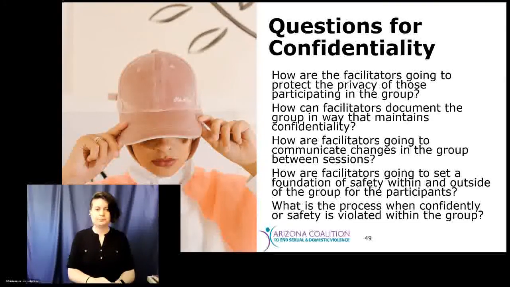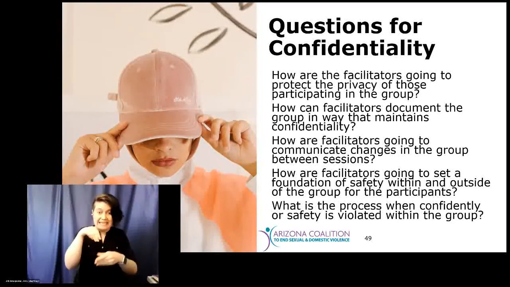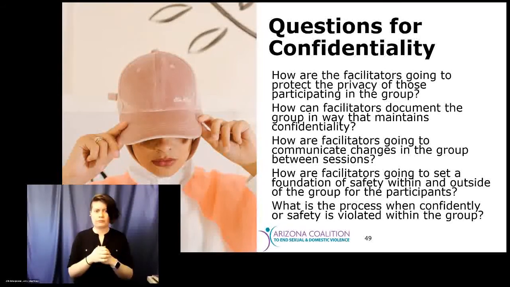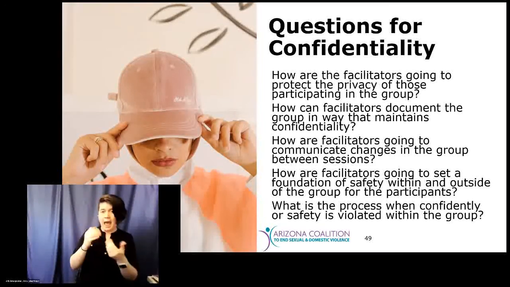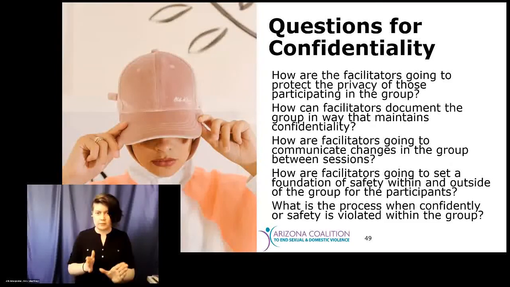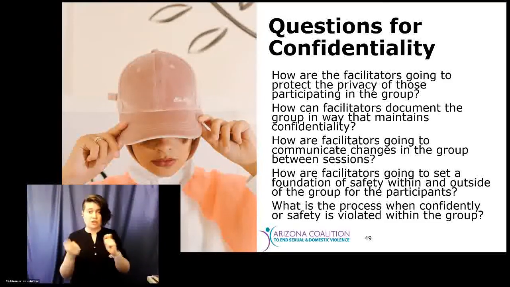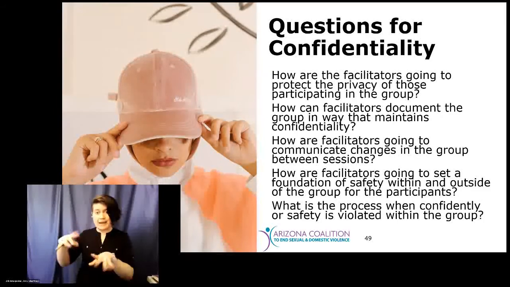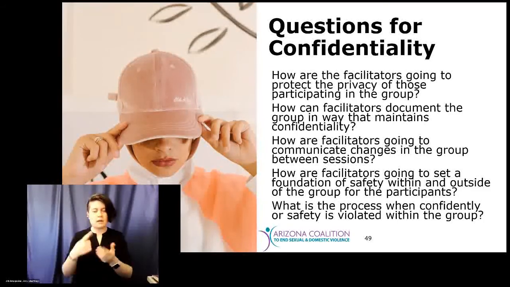How are facilitators going to set up the foundations of safety within and outside of the group for participants? What is the process when confidentiality or safety is violated in the group? How are participants going to be notified? Is the group going to stop? Will the location need to change? Will that person no longer be in the group? These are some of the things that need to be discussed and agreed upon within the group.